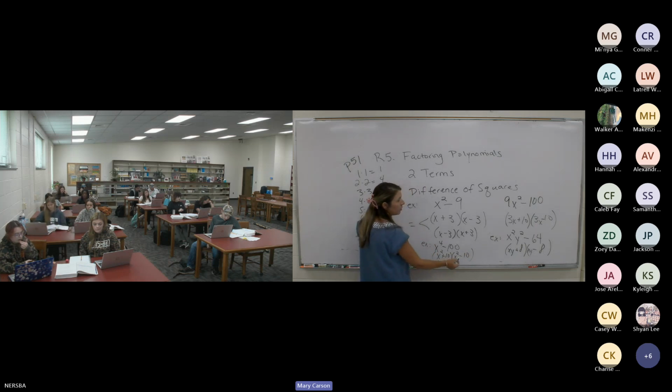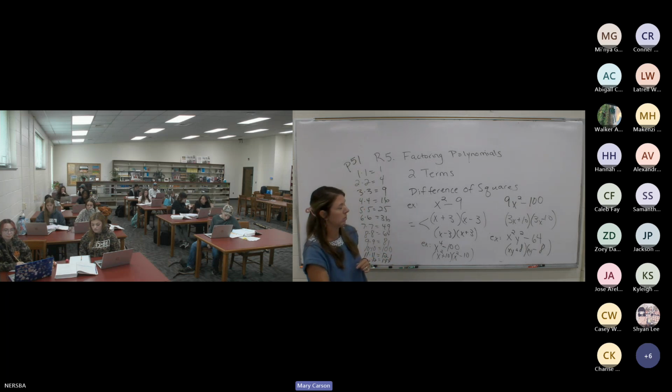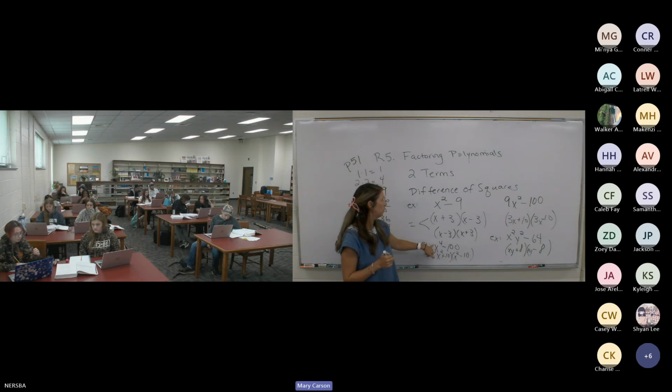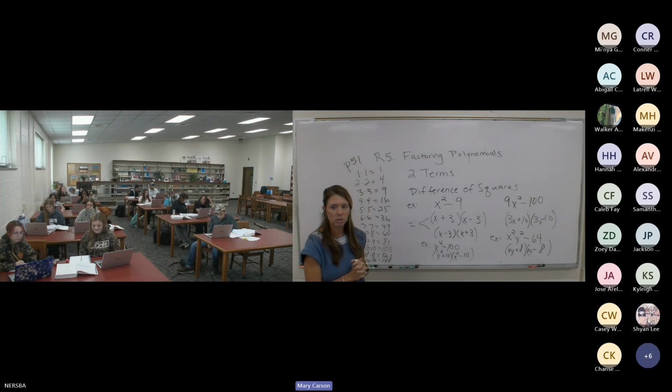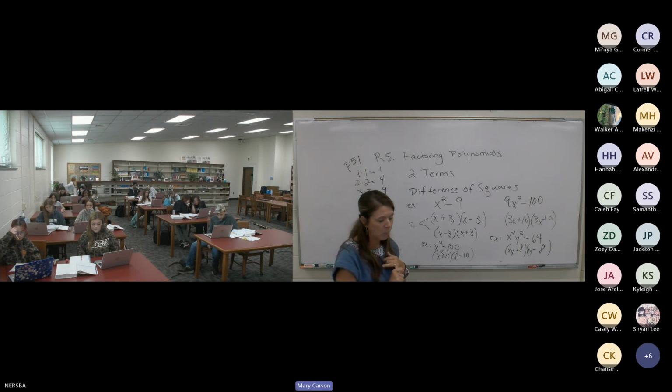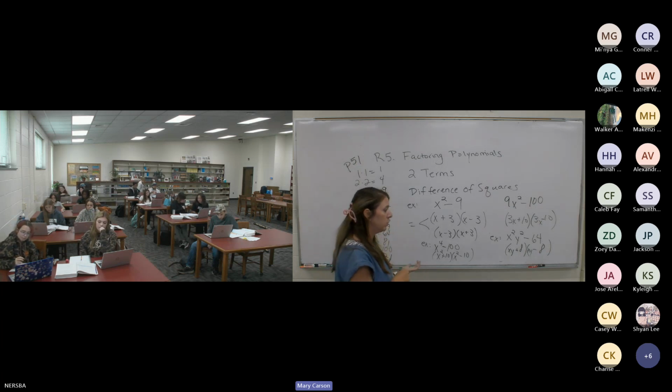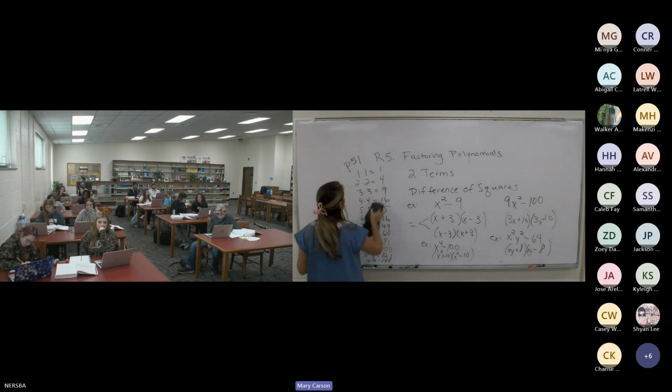Then you check, can I do it further? Is this a difference of squares? You could break it out further, but 10 is not a perfect square, so we can't. But if there was a number there that you could, keep going. Okay, so this is technically a difference of 2 squares, but you treat it the same way. Questions on this? So if you had 2 terms, you need to check to see if it's a difference of squares. The next one that we're going to talk about is difference of 2 cubes, and I kind of already did this when we were multiplying, but that's going to be the next one that we're going to look at.